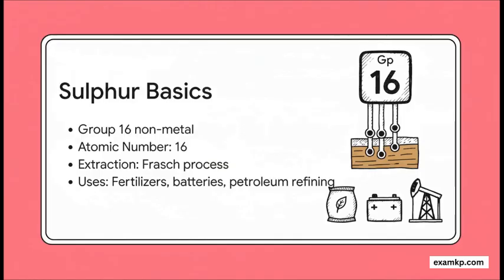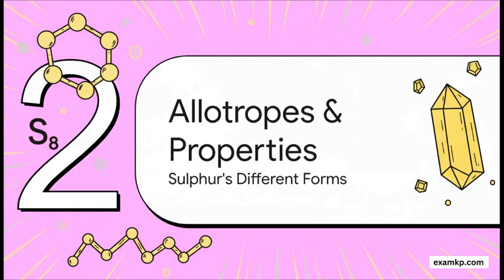Who is this sulfur? Well, it's a non-metal, and you'll find it in group 16 of the periodic table. Atomic number 16. Easy to understand. Now, a very important fact you need to lock down is how we get it out of the ground. It's called the Frasch process. And why do we bother? Because it is so important for our industries here in Nigeria. I mean, think about it. The fertilizer for our farms, the acid in car batteries, even refining crude oil. Sulfur is literally everywhere.